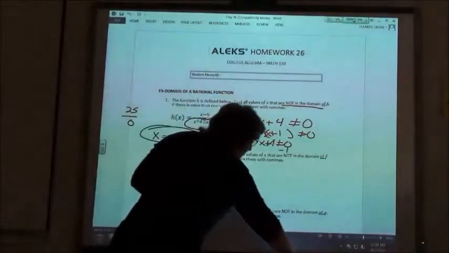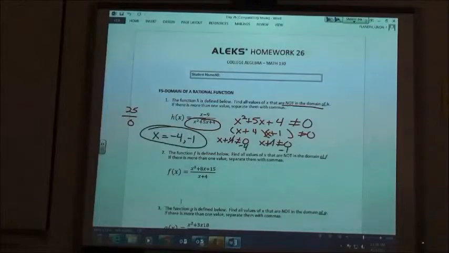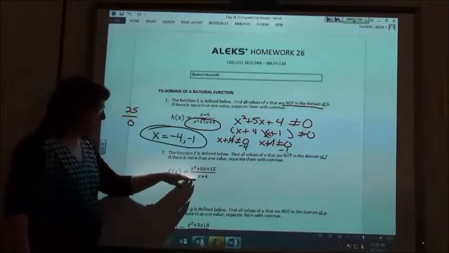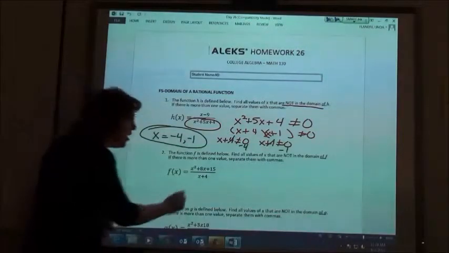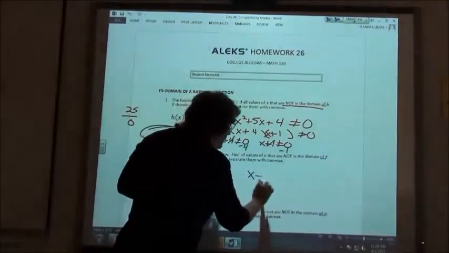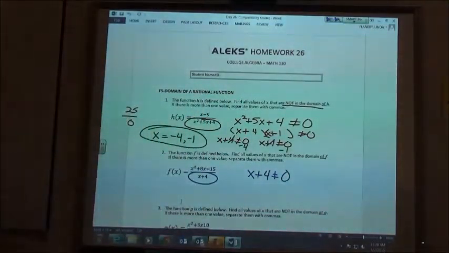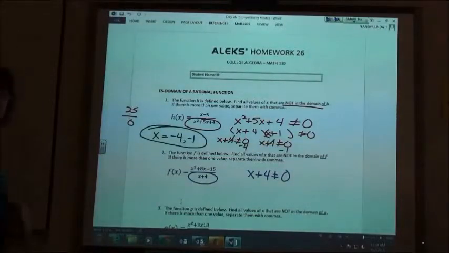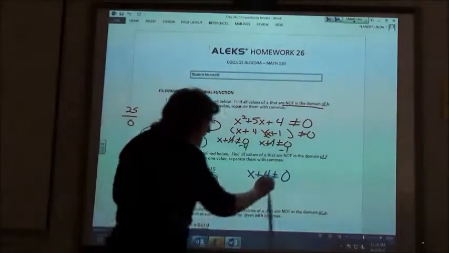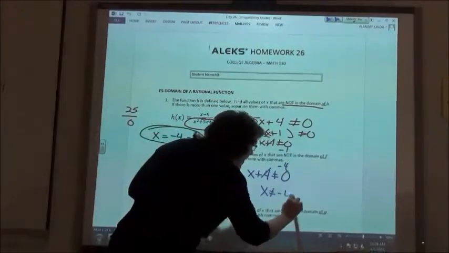So the second one, same kind of thing. We want to find in our function f the values of x that are not in the domain of f. Since again we have a rational function, one that's a fraction, we know the denominator can't be equal to 0. So x plus 4 cannot equal 0. In this case we have a linear function, one without the squared term. We're just going to solve it like we solve all our other equations. We got to minus our 4, so x cannot be equal to negative 4.